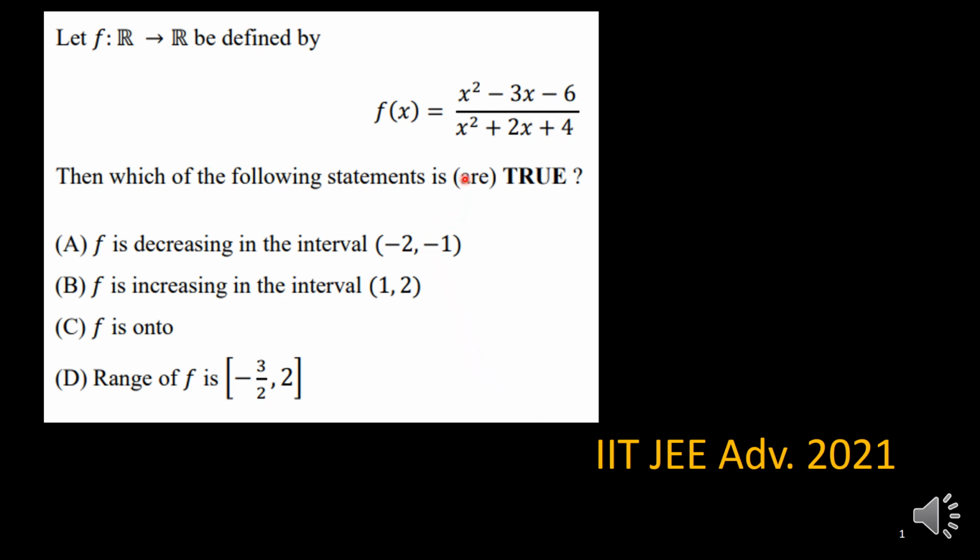This problem is from function and its range. One function is given, f of x, equal to x square minus 3x minus 6 upon x square plus 2x plus 4. Now we need to decide whether in the interval between minus 2 and minus 1 the function is decreasing or not, and within the interval 1 to 2 whether the function is increasing or not, whether the function is onto or not, and whether the range of the function is within minus 3 by 2 to 2.